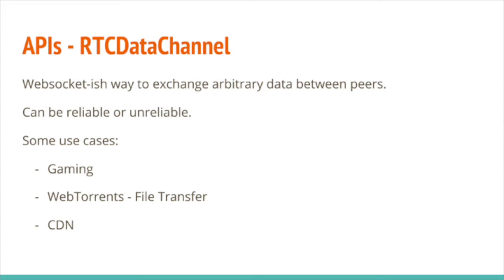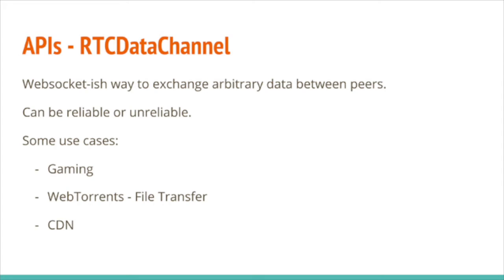And one characteristic that is really important about RTC data channels is that it can be either reliable or unreliable, just like TCP and UDP. And the nice thing about this is that it adapts to your use case, depending on what you want to do with it. You can decide which mode you want to use.